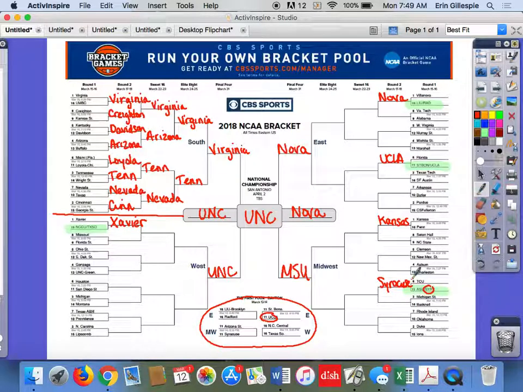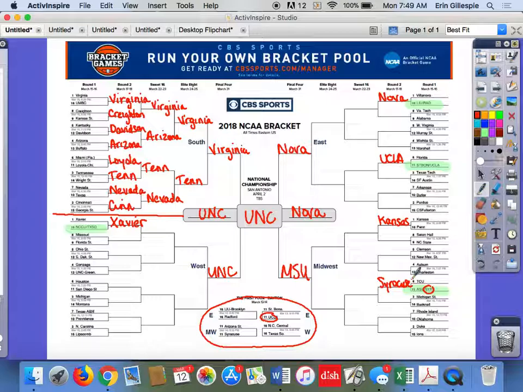It's not unheard of that these play-in teams, the 11 seeds, have gone on to win a game or 2 in the tournament. So it's not a completely ridiculous pick to pick one or both of those to win their first round in the real tournament. So that's how you fill out your bracket.